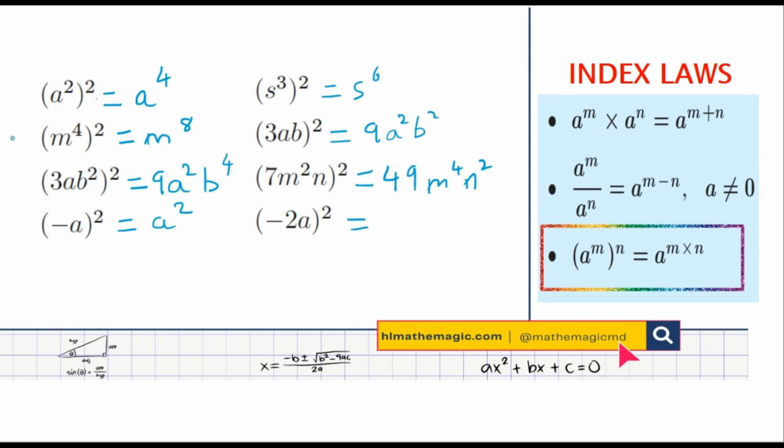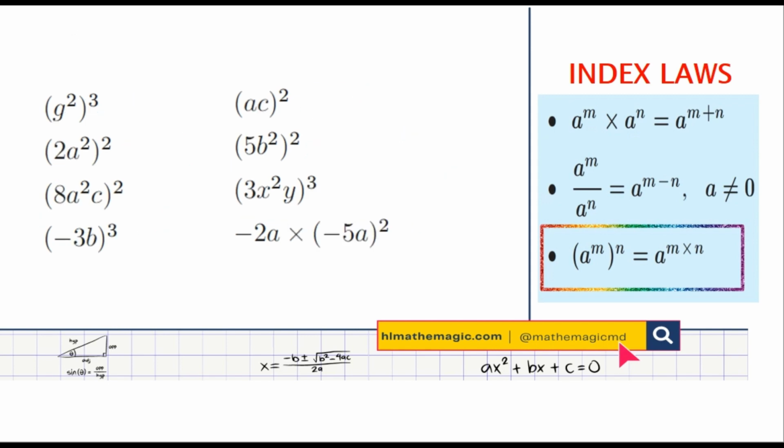Moving on to negative 2a squared. And so negative times a negative is a positive, and then 2 times 2 is 4, and we still have a squared. Very well done for doing the first 8 questions. Let's move on to the next set of questions.